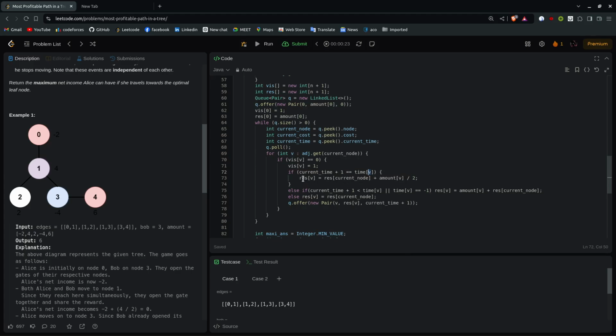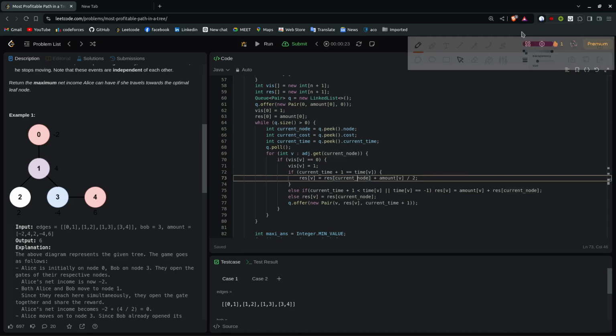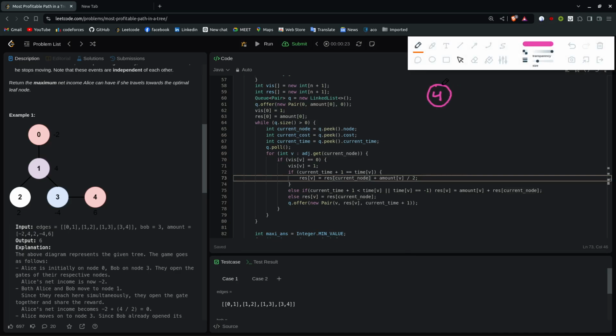If they are equal, that means the resultant of that particular node will be the previous maximum answer of the current node u. Let's say we have this u, and we have already calculated the resultant for this u, and we want to go to some v, and we want to compute the resultant for this v. We want to add this to our answer, right? So that is what I am doing over here: the resultant of the current node, plus amount of v divided by 2. Why? Because they both were reaching node v at the same time.